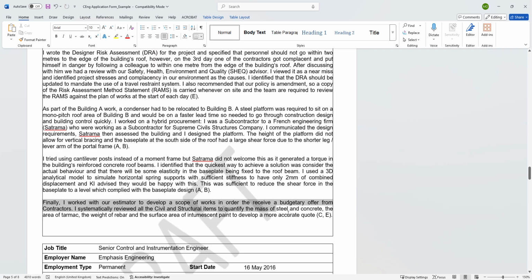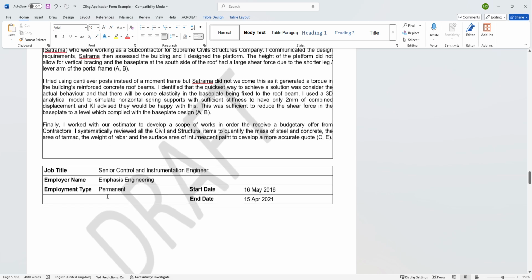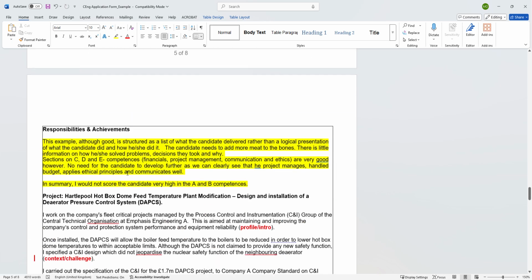This paragraph shows an example of competence C and E. Obviously competence C because the candidate is talking about budget, and competence E because the candidate is talking about working on the structure, the weight, and talking about reviewing structural items. So that's an example of competence C and E.